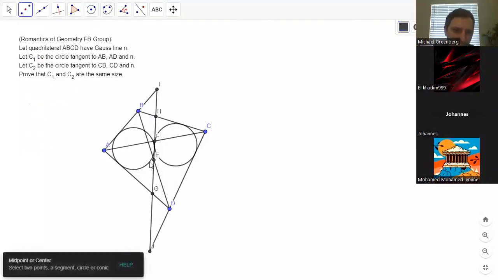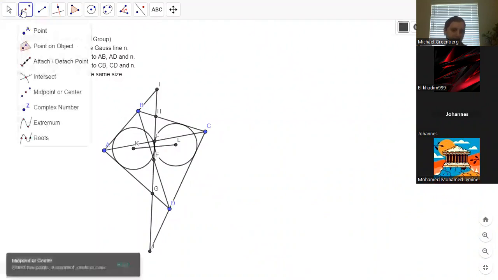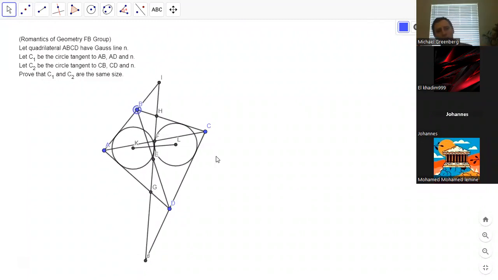So we could draw the centers, and we want to show they're the same distance. So it's the same as saying the line bisects KL. So then we'd have three midpoints: the midpoint of BD, midpoint of AC, the midpoint of KL. I wonder if that's also the midpoint of GH. No.